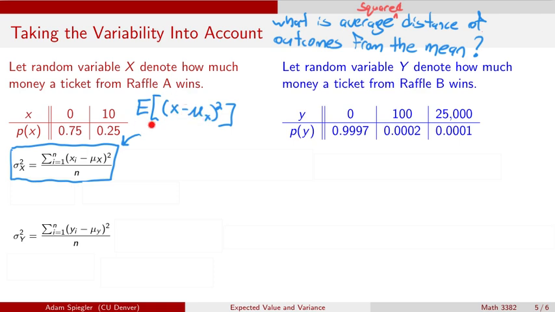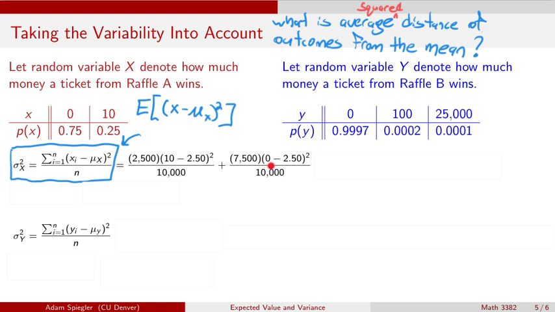So this might also be written in this form. Okay, so let's go ahead and calculate the average squared distance from the mean for random variable x. And so here we would start by taking the 10 minus the 250, since we're going to consider the outcome where we win $10. So that's squared distance from the mean, which was 250. And that's going to happen 25% of the time. So 2,500 out of the 10,000.